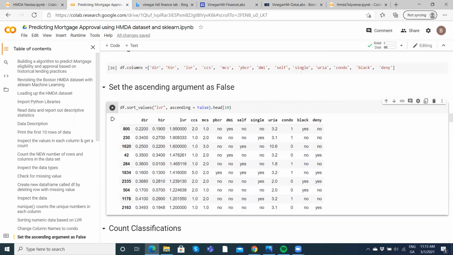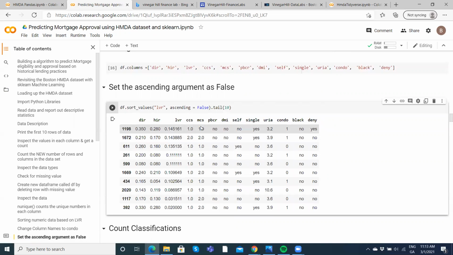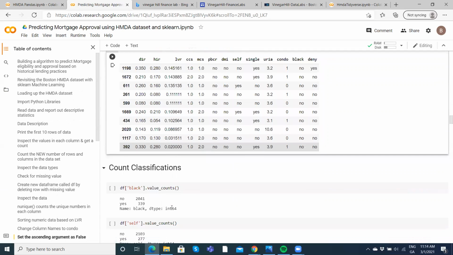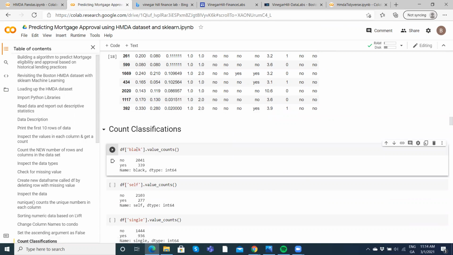We can look at the tail also, and that would bring us to the lowest LVRs, right? And LVR going down to 0.02. So that's a tiny amount of lending or borrowing in relation to the value of the property, which seems a bit unusual. Okay, we can have a look then at the breakdown of the black variable.